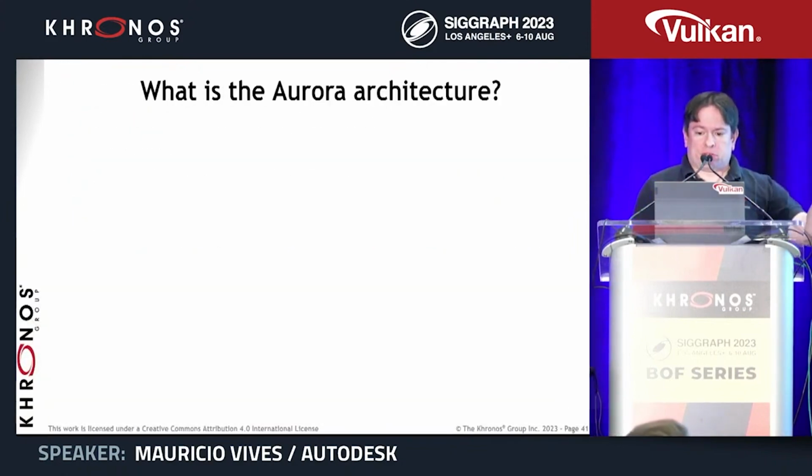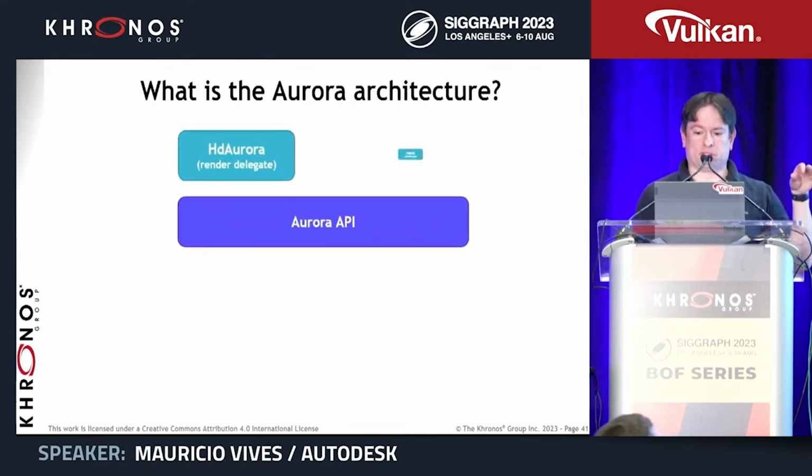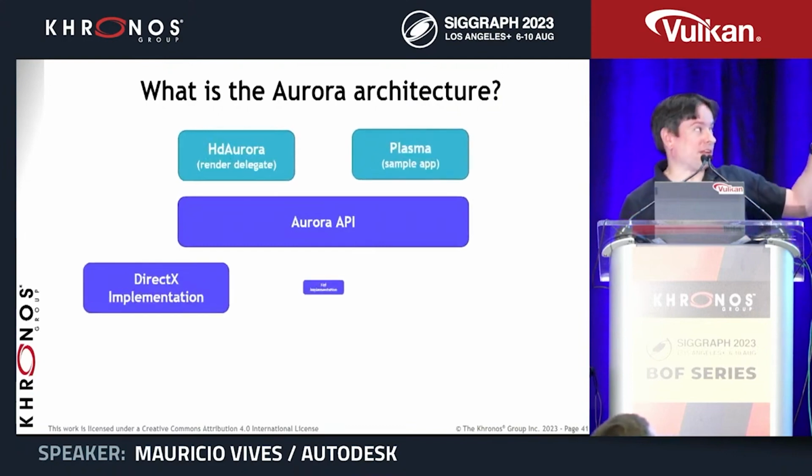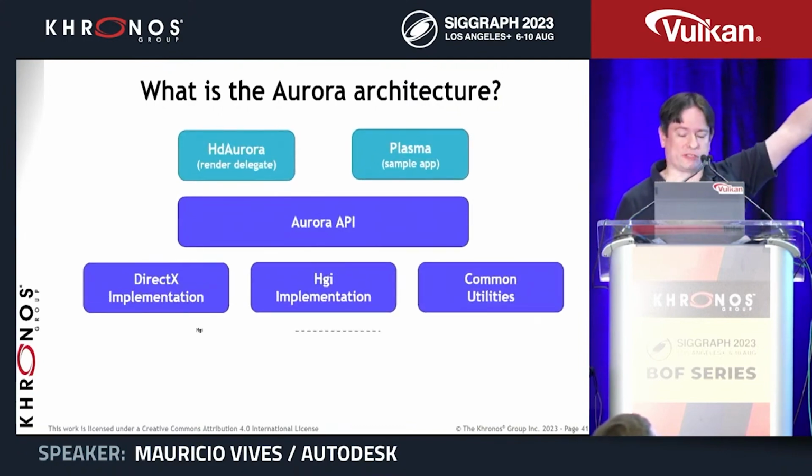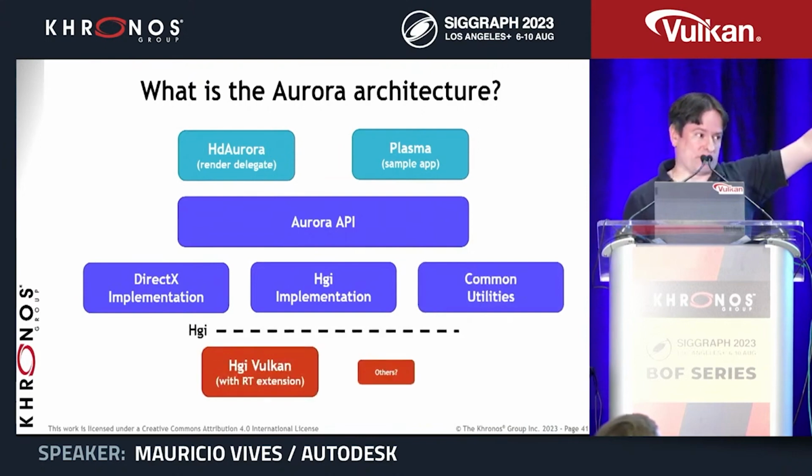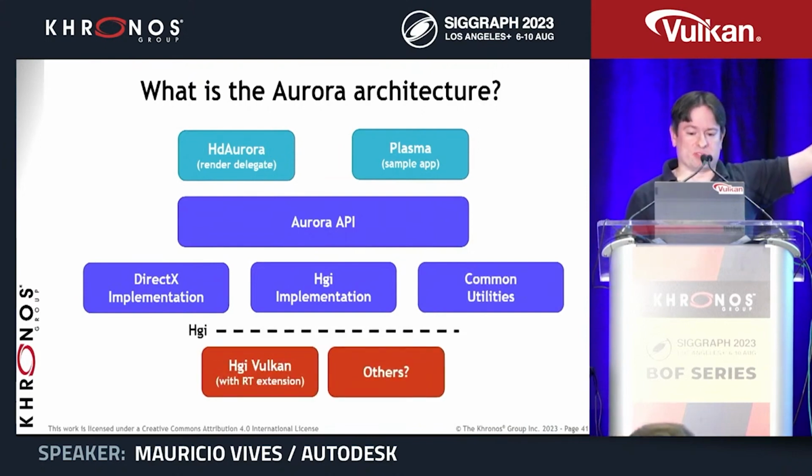So now I want to show you how all these pieces fit together, sort of to begin to wrap up. So we have a typical rendering API upon which we built the Hydra render delegate, which is called HdAurora. That's the convention. And then we have the demo app that I showed you earlier, the video, called Plasma. So we have the two implementations I mentioned, which are DirectX and HGI. And when the HGI implementation, you sort of choose one or the other at a time, right?